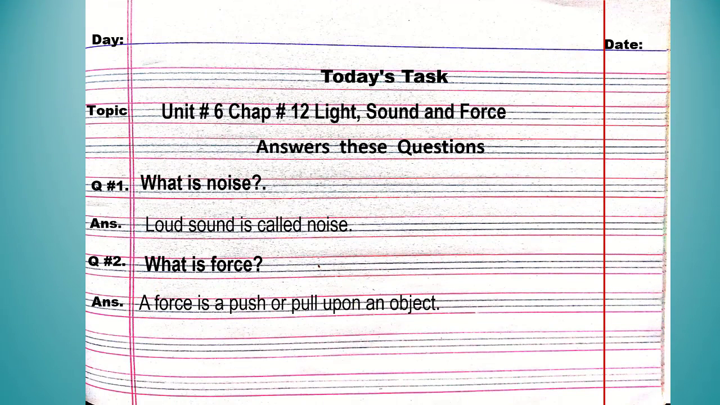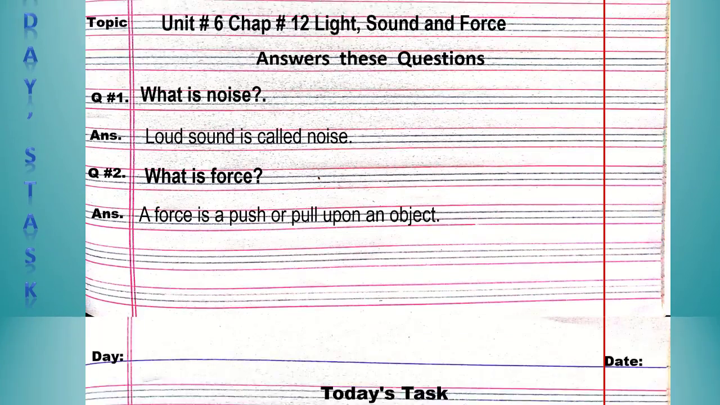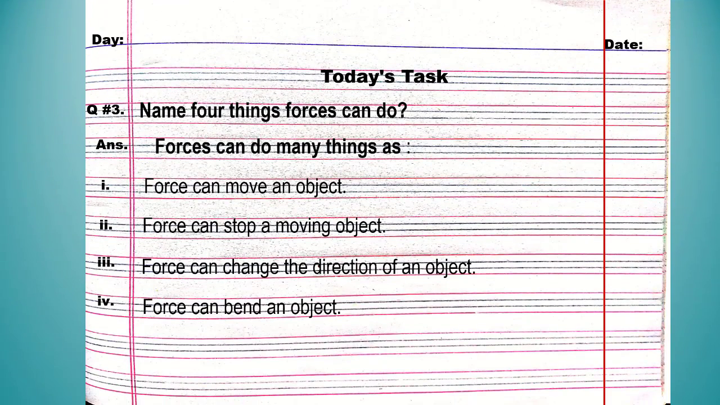So students, on very next page of your title page, write down date and today's task on this page. Don't forget to draw the margin line. Write down topic unit 6 chapter number 12 light, sound and force. Question answer. Write down question number 1 what is a noise and question number 2 what is force. Now here write down question number 3. Question number 3 is name 4 things forces can do. So students, take the help from winter pack and we write question answer in your neat handwriting.